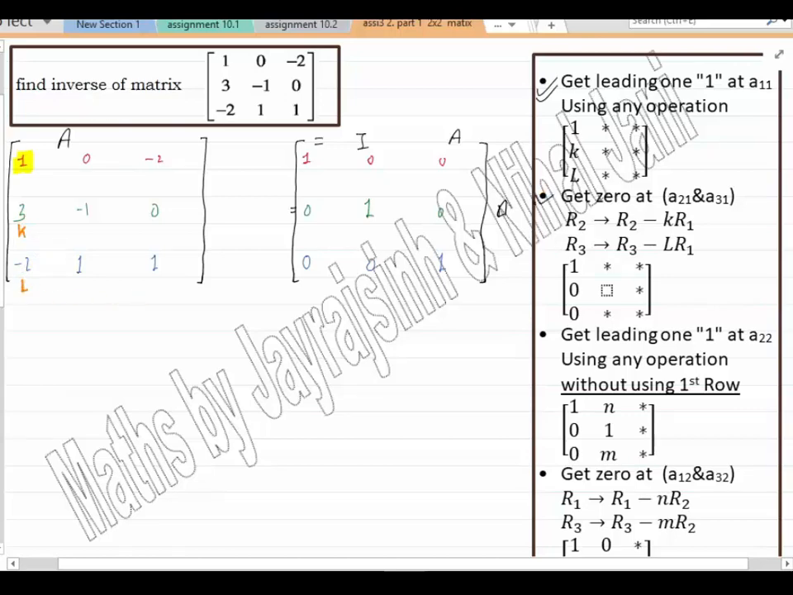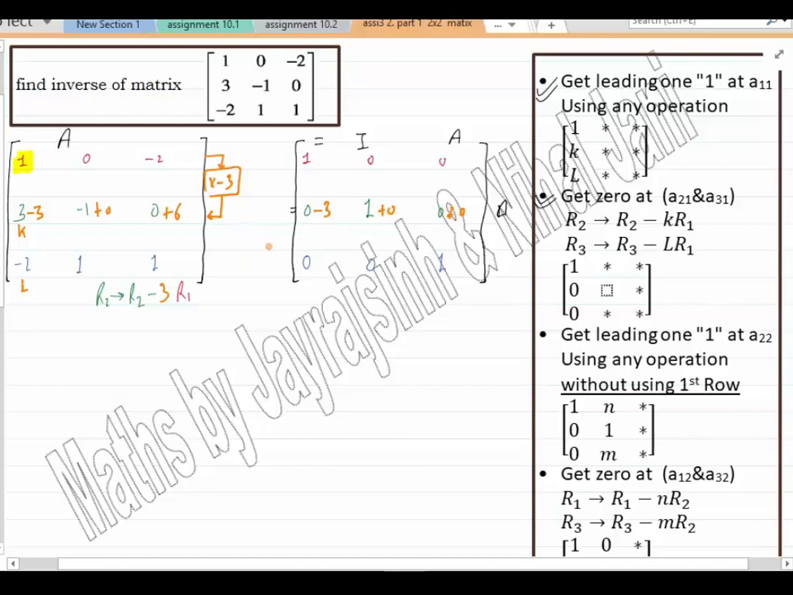Now it's time to go for the second step, in which we have to take the operation R2 gives R2 minus K, which is 3 R1, right? That means we have to multiply minus 3 with the first row and add into the second row. So here we'll get minus 3 plus 0 plus 6. Same thing on the right side will give us minus 3 plus 0 plus 0.